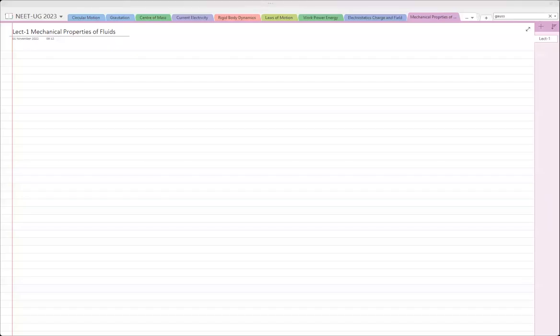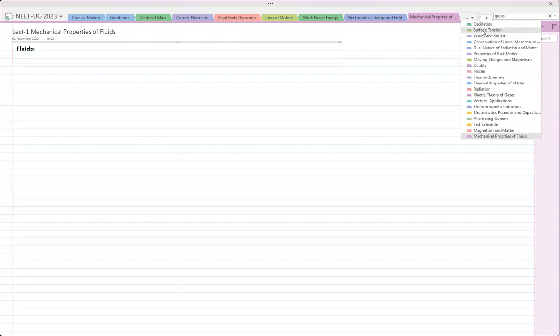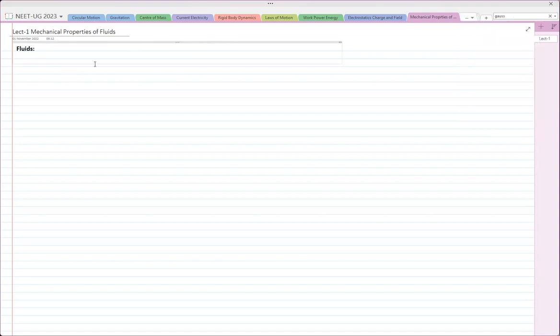Let's start with fluids. So how do we define that? In fact, we have done these basic definitions, discussed in the other part of the chapter, which we have already done. That is surface tension. Surface tension हमने किया है पहले से. So this part of fluids is fluid statics and fluid dynamics.